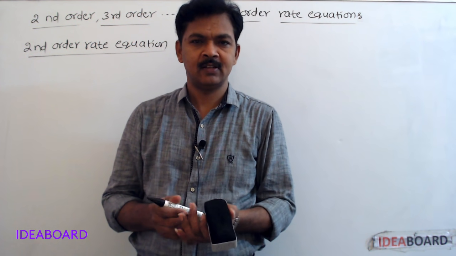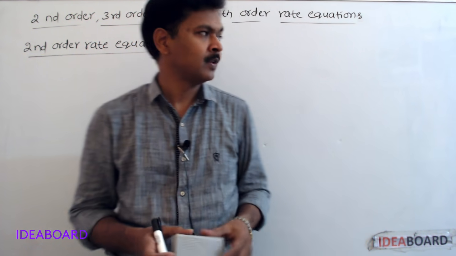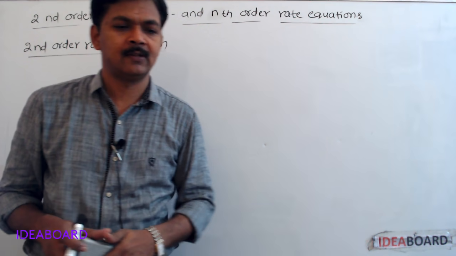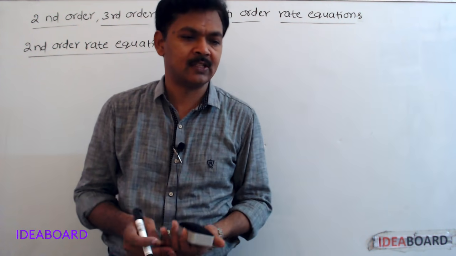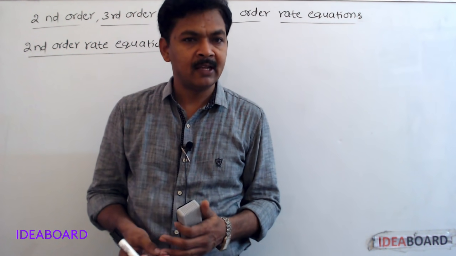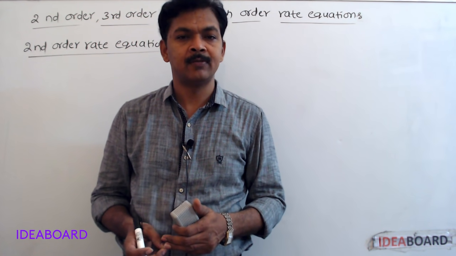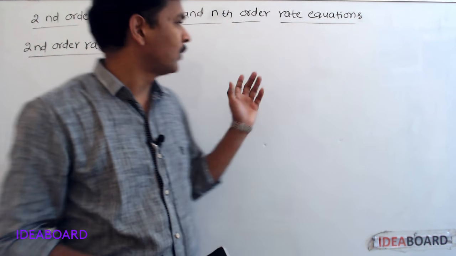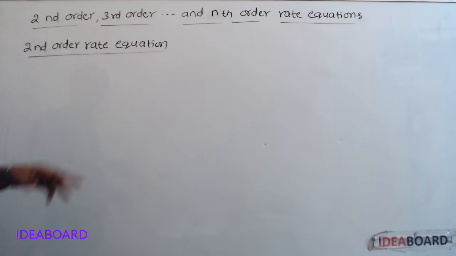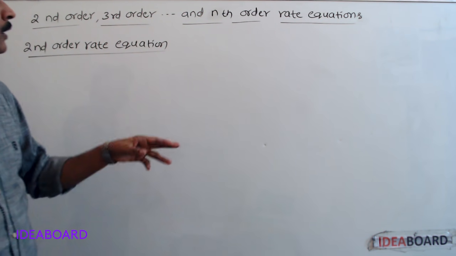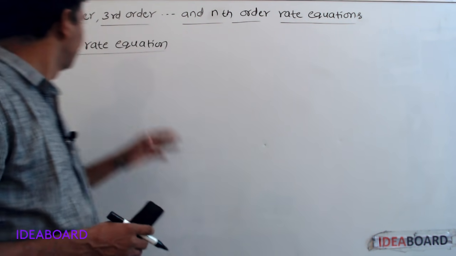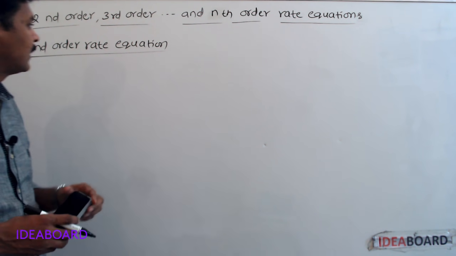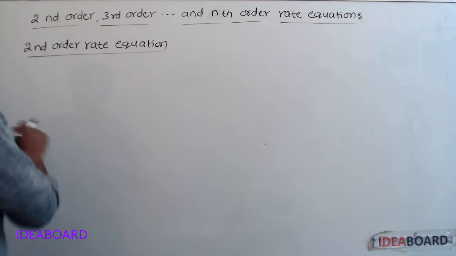My dear students, now I am going to explain second order, third order and nth order rate equations. Integrated rate equations. Already I have explained the integrated rate equation for zero order reaction and for first order reaction. Now I am going to explain the integrated rate equation for second order, third order and nth order reactions. See, first let us take second order reactions.